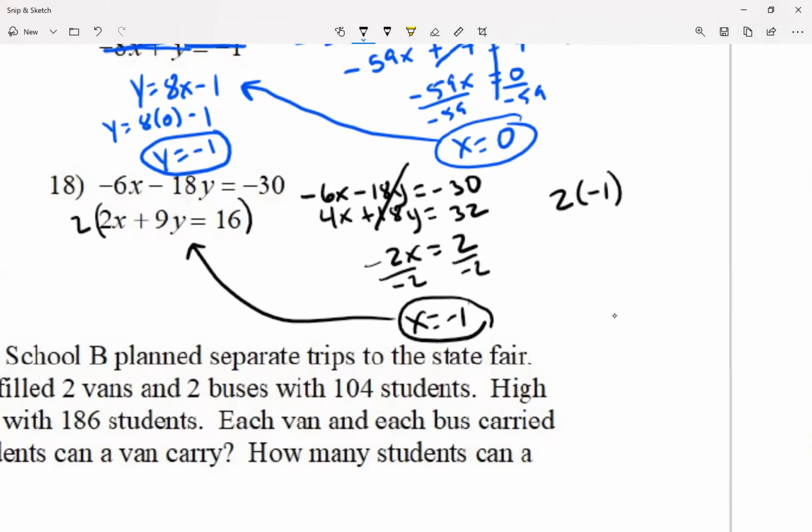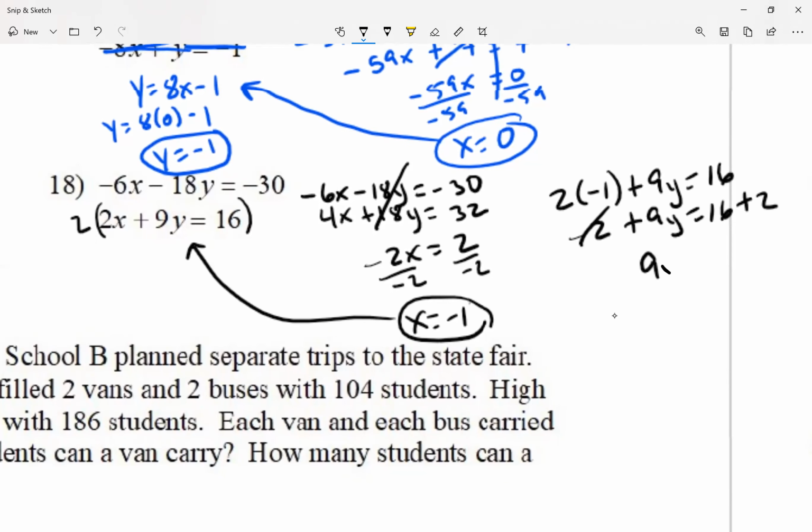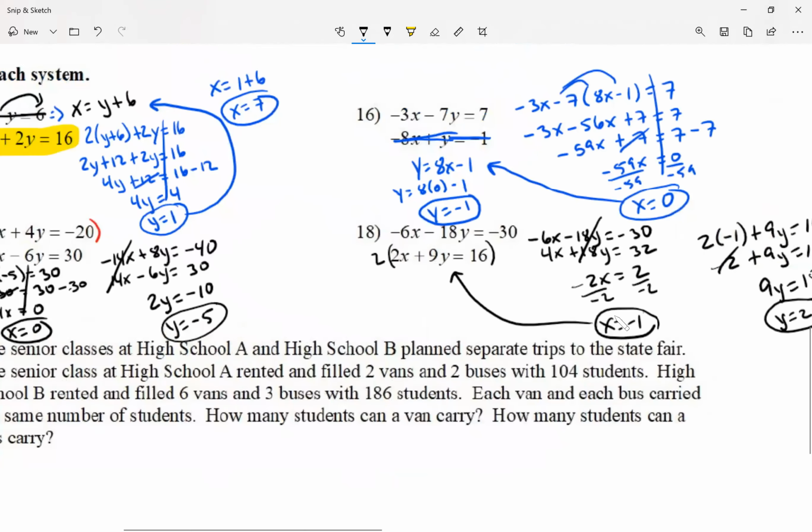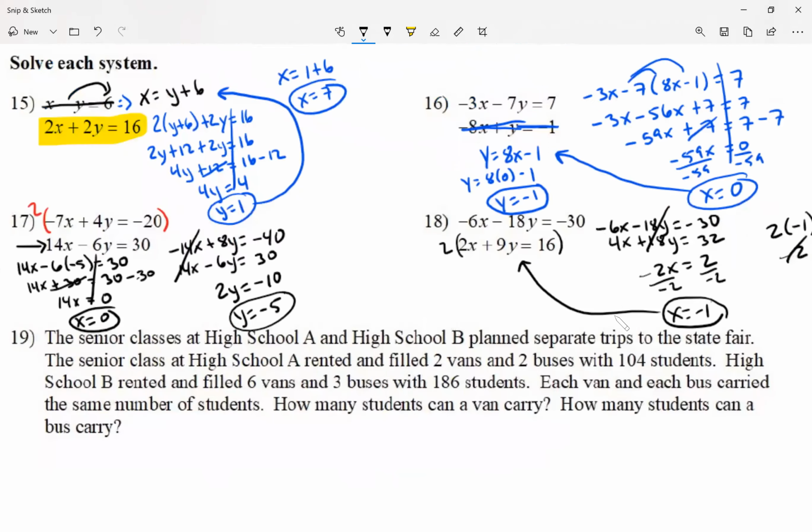2 times a negative 1 plus 9y equals 16. Notice I wrote 2x plus 9y equals 16, but instead of x, I use negative 1 because I know x equals negative 1. So let me write this as negative 2 plus 9y equals 16. This negative 2, let me move it over as a plus 2. So I get that 9y equals 18. Divide both sides by 9. So y is equal to 2. Right? It doesn't matter if you use elimination, you use substitution, you can graph.